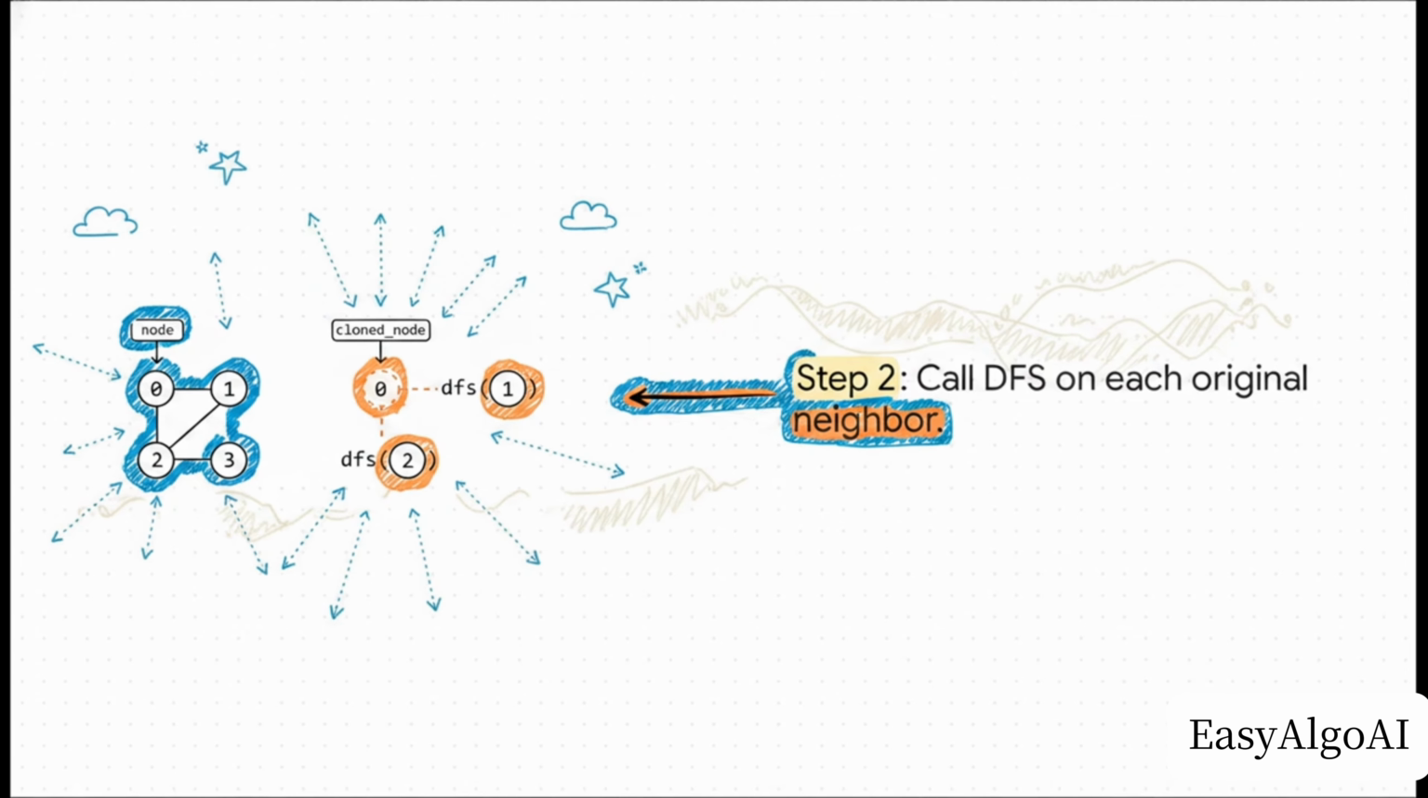To get this wired up, we execute step 2. From our freshly cloned node 0, we send out recursive DFS calls to its original neighbors, node 1 and node 2. Each of these new DFS instances will do exactly what we just did, create a clone of their respective input node, and then check for their own neighbors.